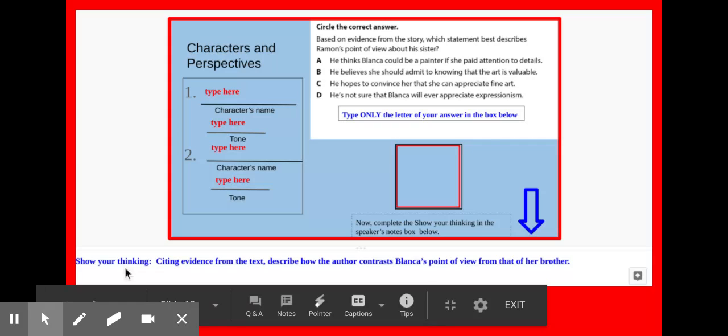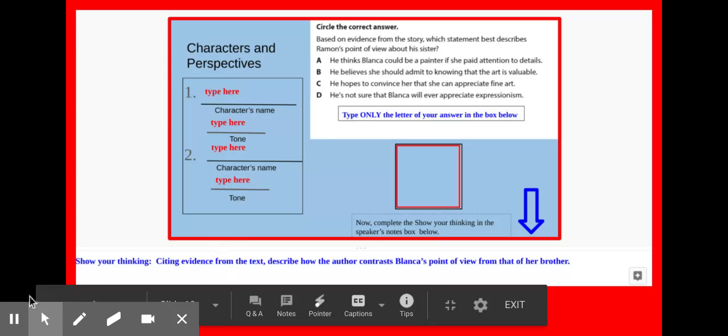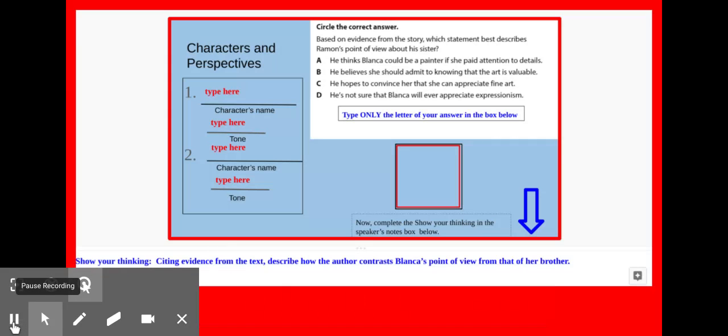In the speaker notes box underneath this, it says show your thinking, citing evidence from the text, describe how the author contrasts Blanca's point of view with that of her brother. And you're going to type that into the speaker notes box. And you are going to turn this slide in so that I can see what you're doing and if you know what's going on. All right, so go ahead and do that. And you can pick back up and watch the other half of this video once you've done that, to check your answer.